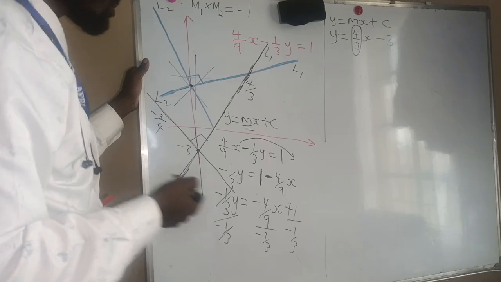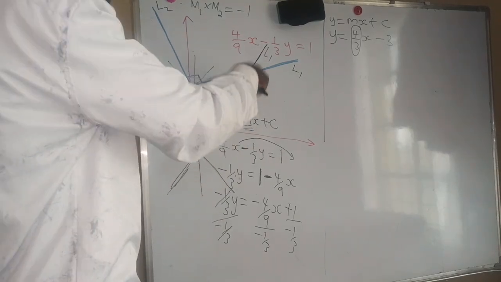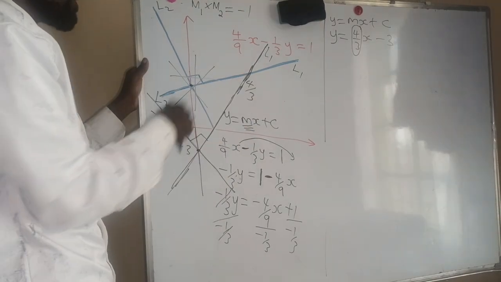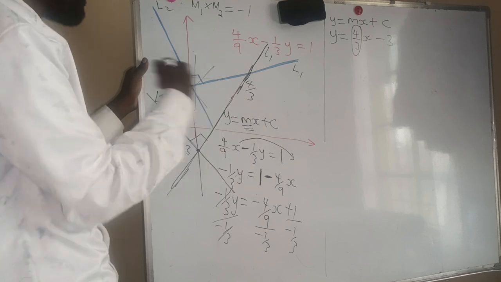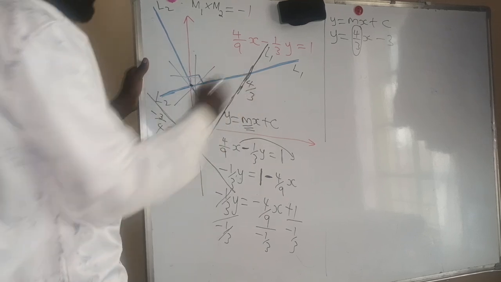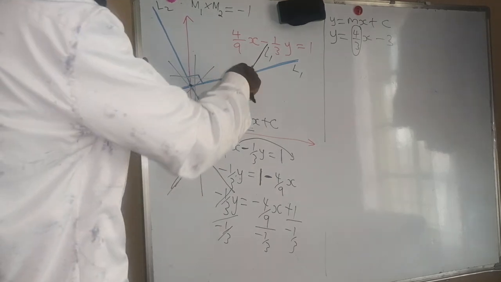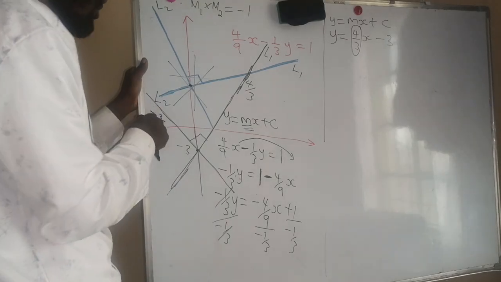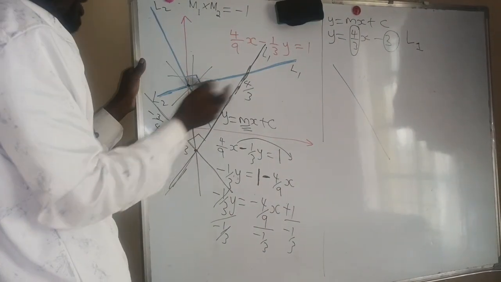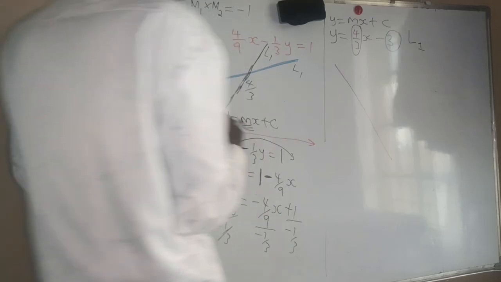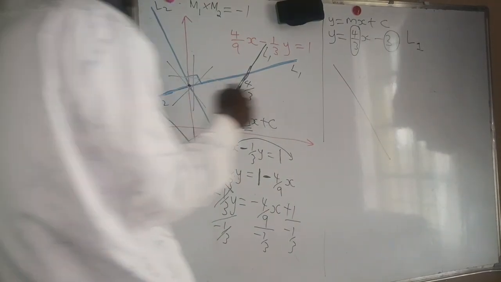So that means if the gradient of the first line is 4/3, and you want to get the gradient of the second line, just get the reciprocal. If it is positive, it becomes negative. So the reciprocal of 4/3 is 3/4. Then you add the negative sign because this first gradient is positive. So the gradient of the second line is -3/4. So this is our second line. This is L1, we are done with it. The y-intercept is -3, and the gradient is 4/3. So the L2 gradient is -3/4.